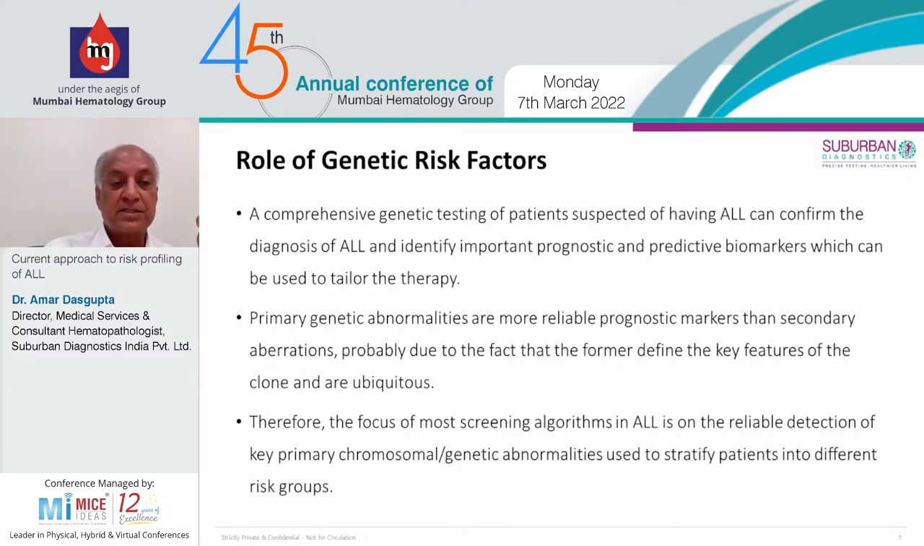Now, starting with the genetic risk factors, a comprehensive genetic testing of patients suspected of ALL is able to diagnose and identify important prognostic and predictive biomarkers which can be used to tailor the therapy, something which I just mentioned in my previous slide. These are general statements with respect to genetic testing approach. Primary genetic abnormalities are more reliable prognostic markers than secondary ones, probably due to the fact that the primary genetic abnormalities define the key features of the clone and are ubiquitous. Therefore, the focus of most screening algorithms in ALL is on the reliable detection of key primary chromosomal or genetic abnormalities used to stratify patients into different risk groups. And we'll see this shortly.